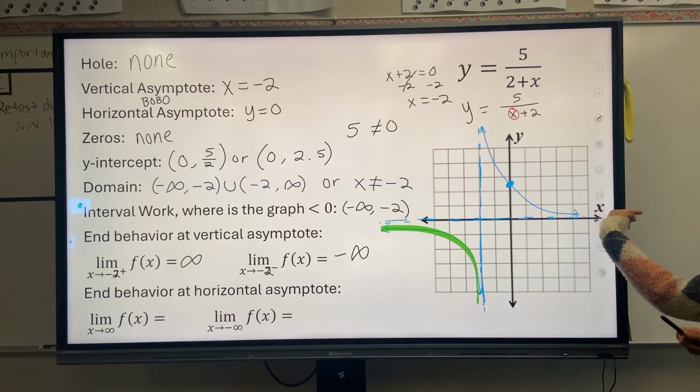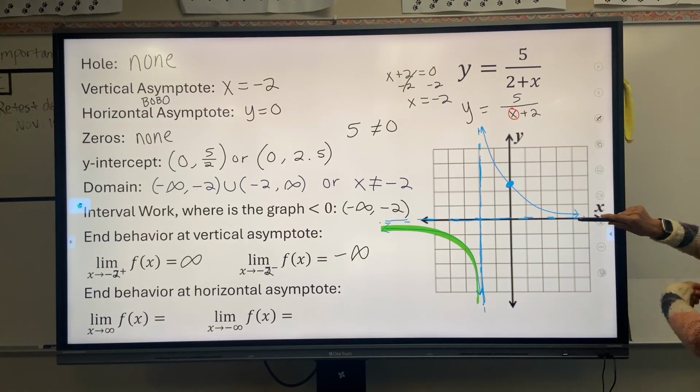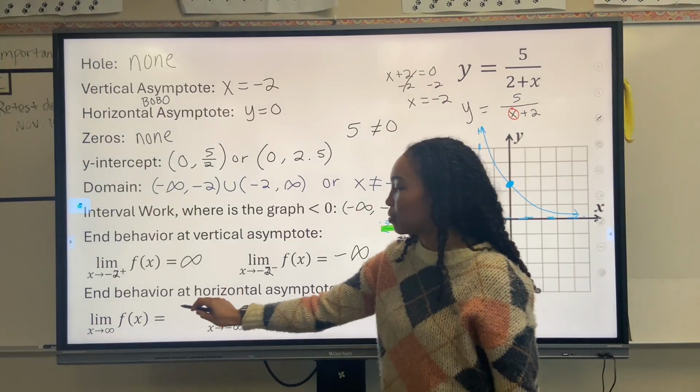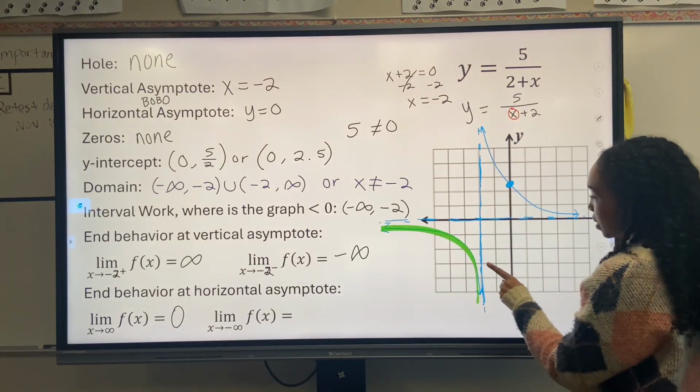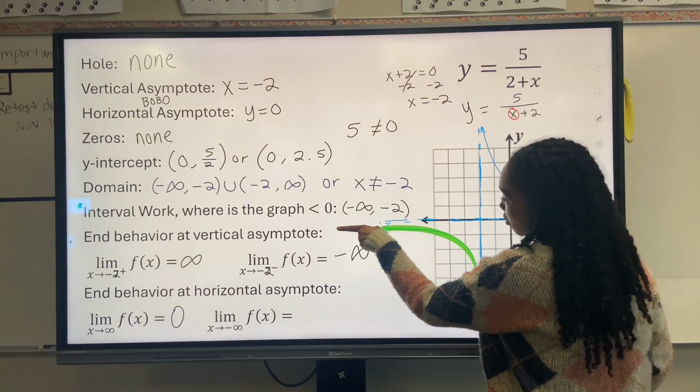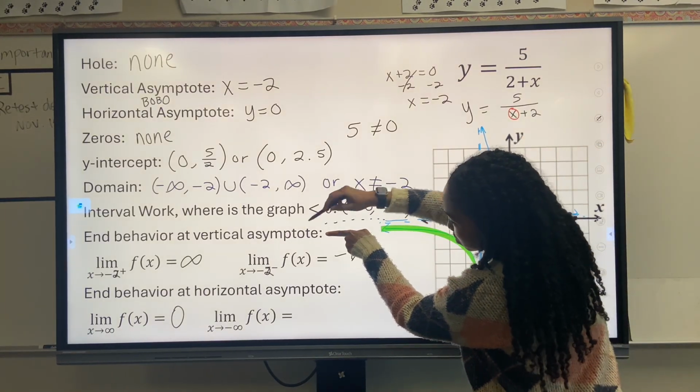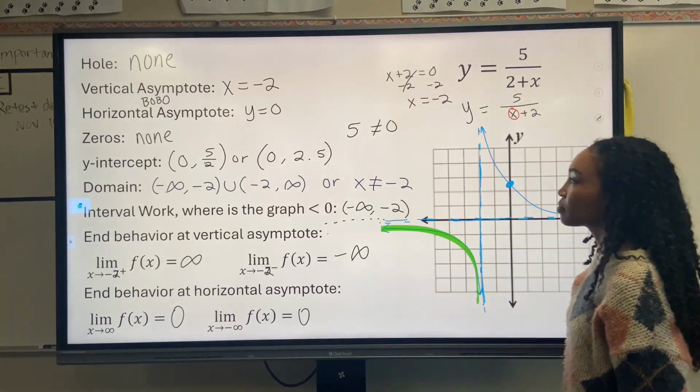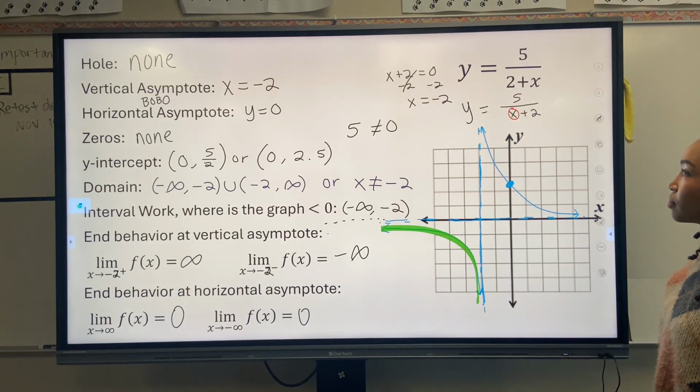As my graph goes to the right, as the x values go to infinity, I'm getting very close to this horizontal asymptote, which is at 0. And as I go to the left, my graph gets very close to this asymptote, and that's at 0. That's it.